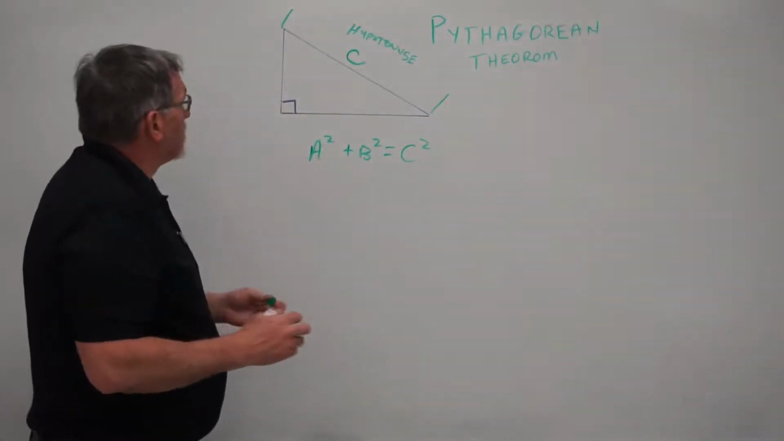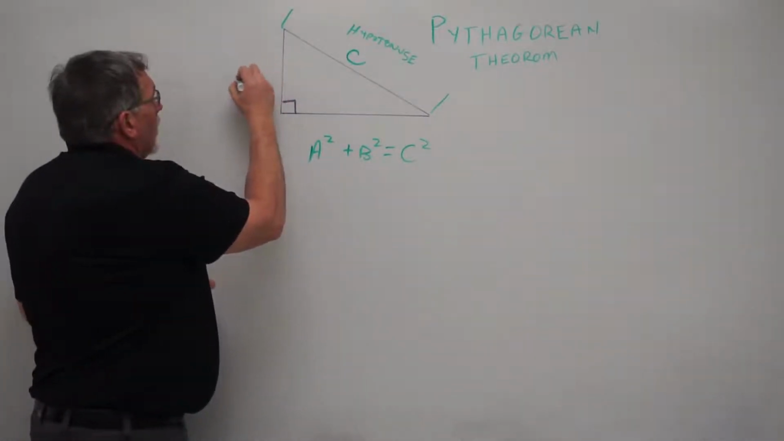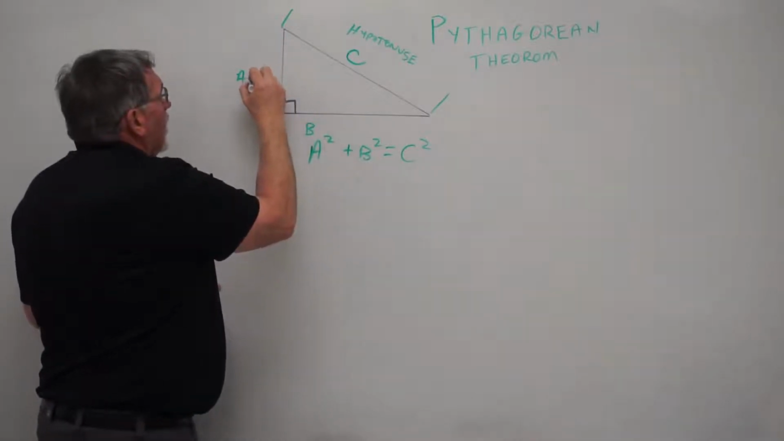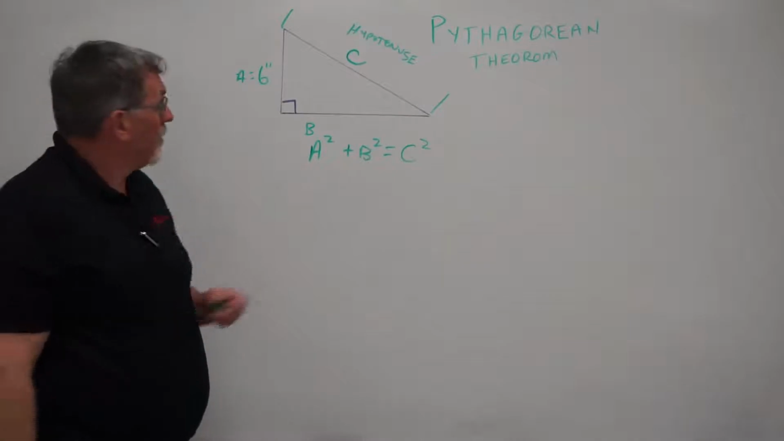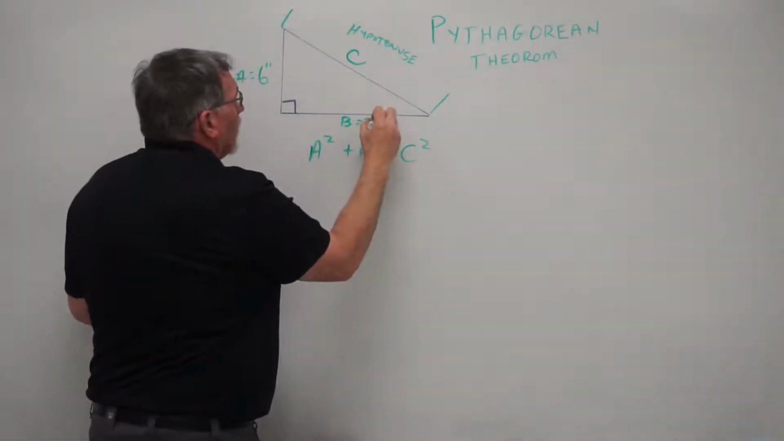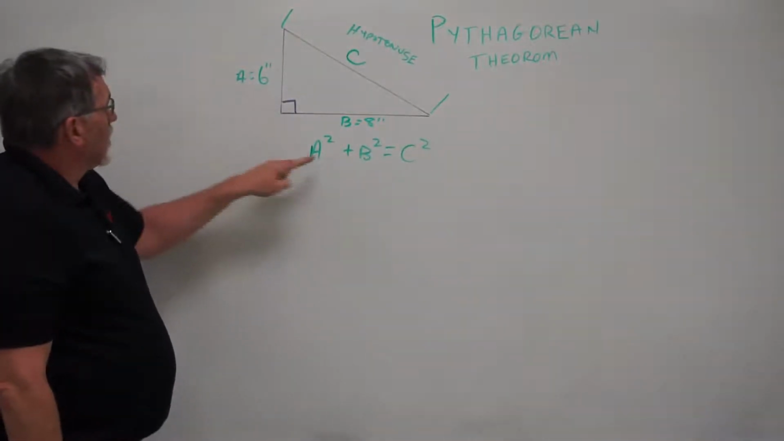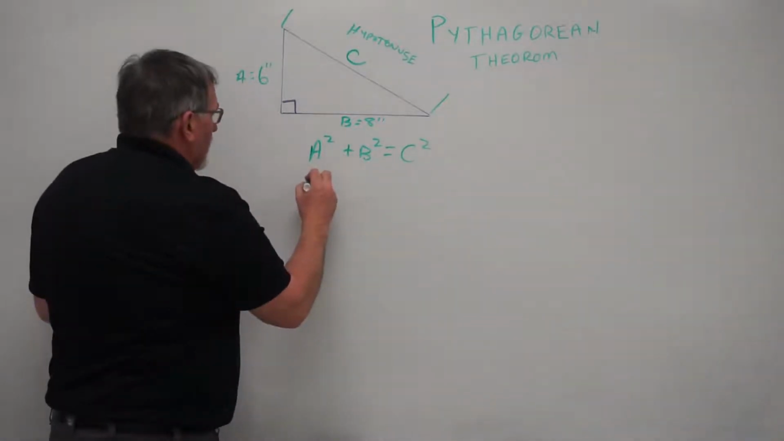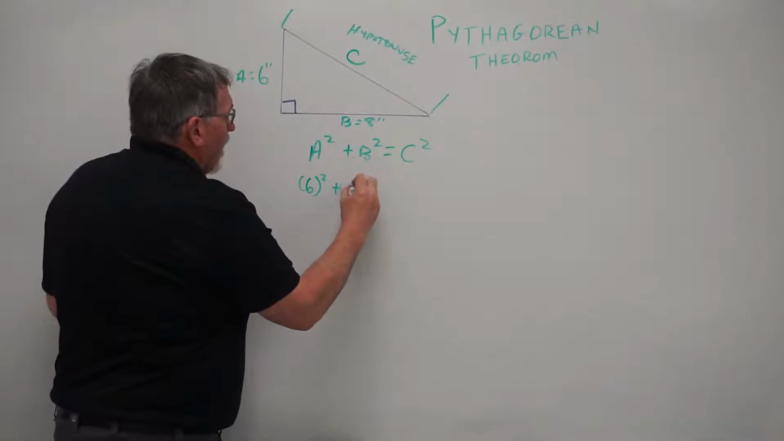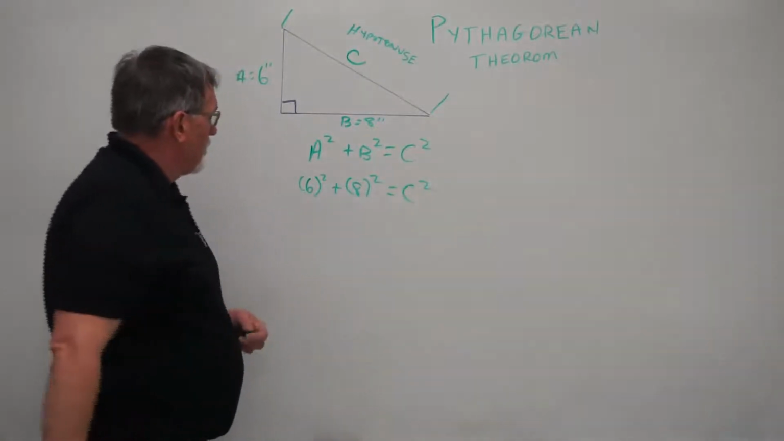So let's put some numbers to this. We'll call this a, and we'll call this one b. Let's say a equals 6 inches, and b equals 8 inches. Okay? So let's do the math here. We're going to have 6 squared plus 8 squared equals c squared.